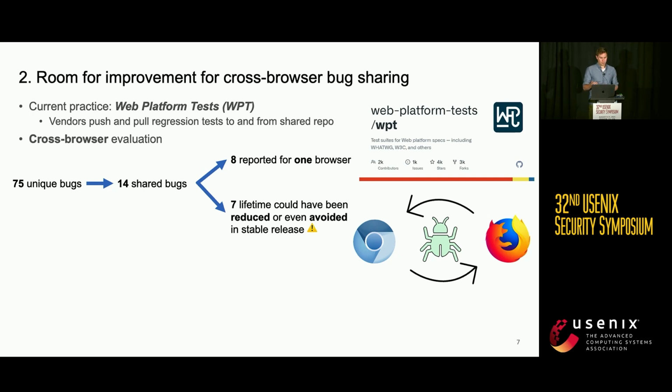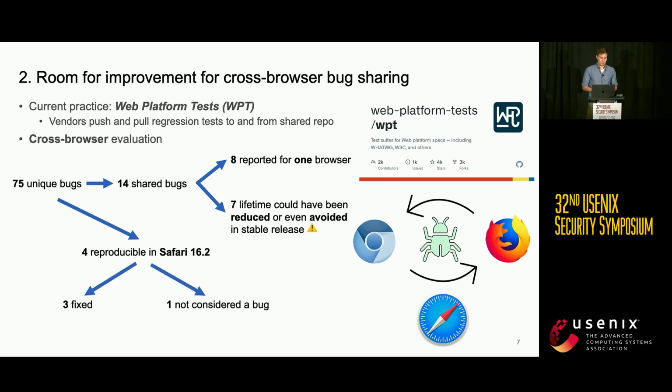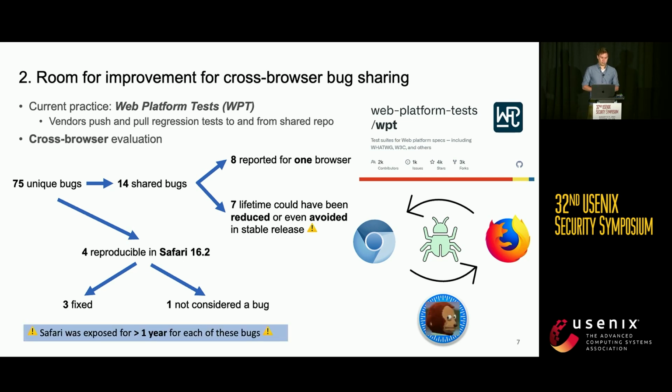This makes us believe that the bug was not known by the developers. Half of the 14 shared bugs could even be reduced in lifetime or even avoided at all if there was better communication between the browsers. So this already gives us an indication that indeed there's room for improvement. To investigate this even further, we also included the latest release version of Safari in this experiment, Safari 16.2. And here we could reproduce 4 bugs in the latest version. These were all reported by us, and 3 were fixed and 1 was not considered a bug. Even more important is that Safari was exposed for more than a year for each of these cases.